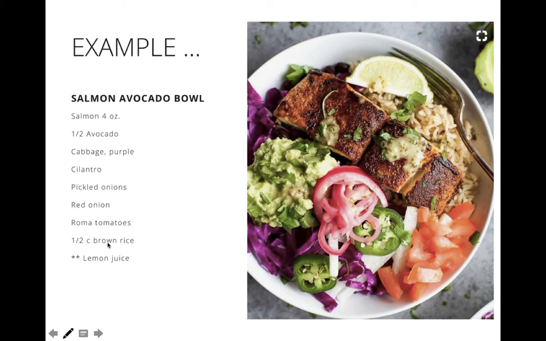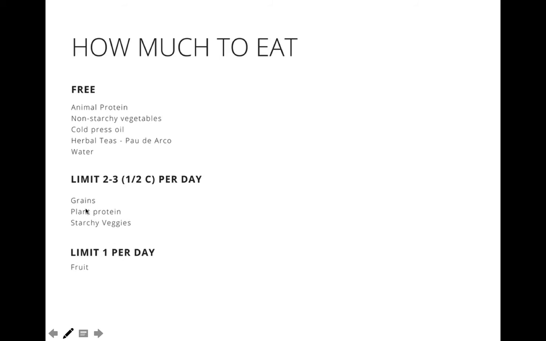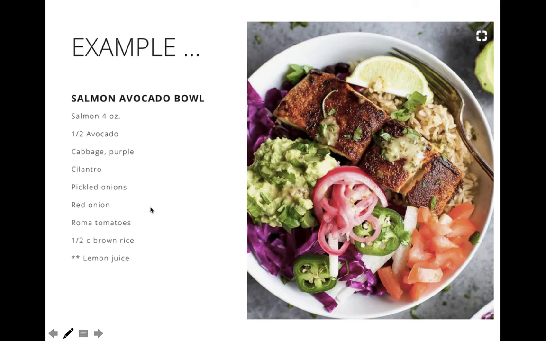So that's a grain. And you know for grains, I can only have 2 to 3 half cups per day. So if I'm having half a cup over here, that means that I'm having one of my servings, right? One of my 3. So per day, I can have 1 cup and a half. So if I already had half a cup, I have 2 half cups left. Okay.